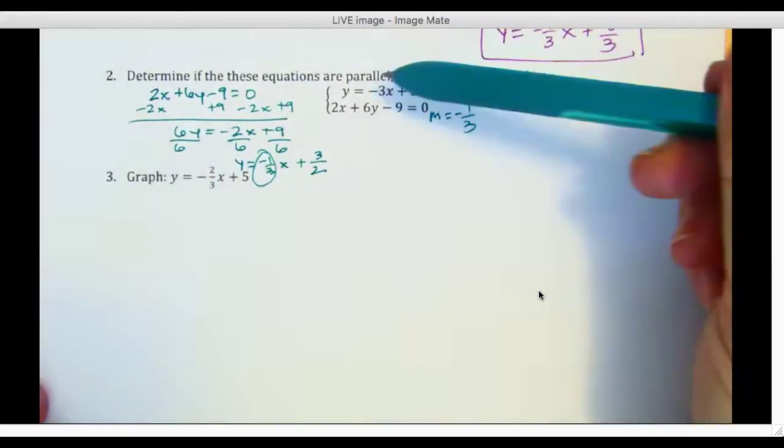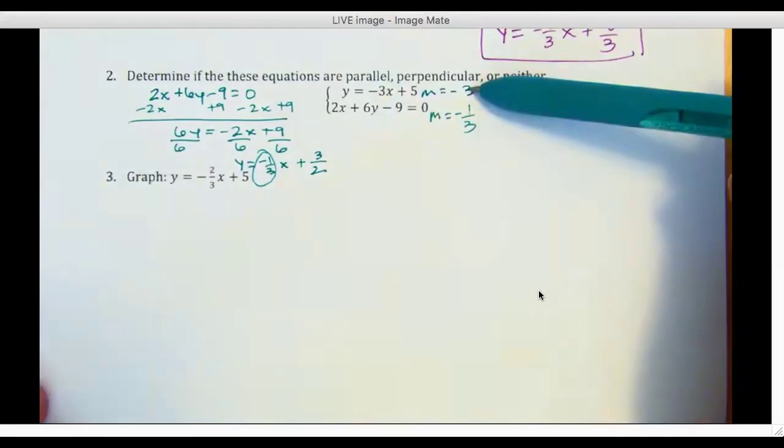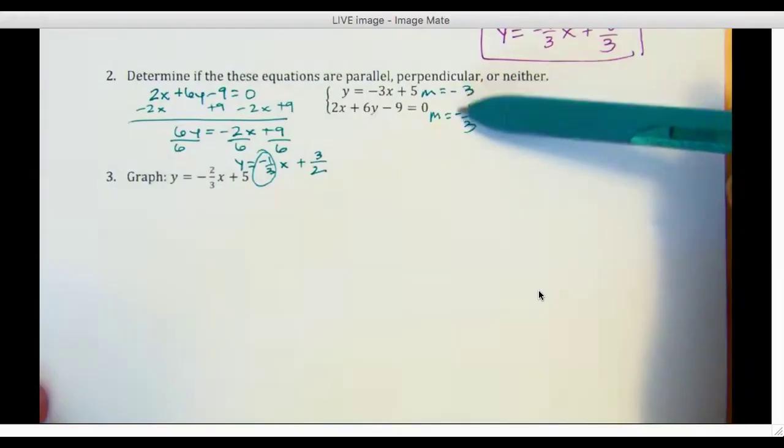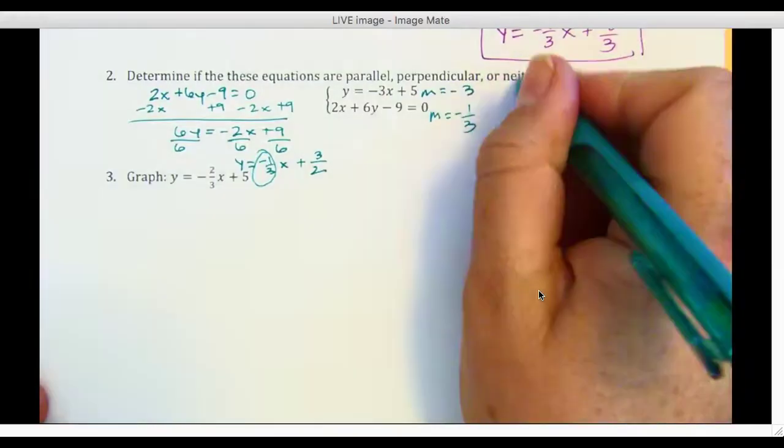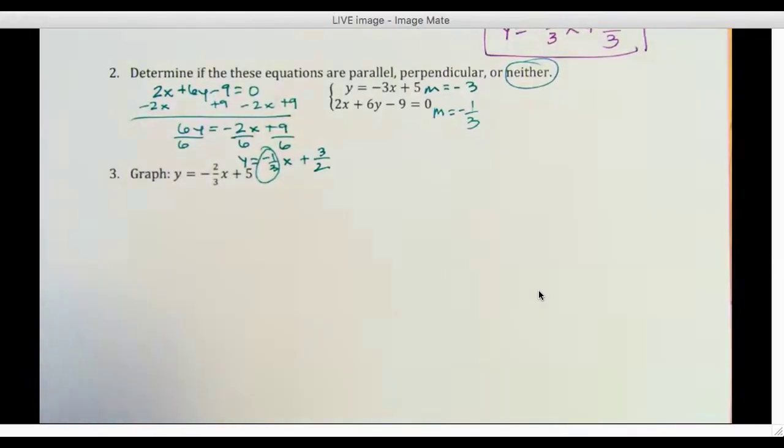And they're not parallel because these are not the same slopes. They're also not perpendicular because even though they are reciprocals, they're the same sign, and perpendicular slopes should have opposite signs. So these are neither parallel nor perpendicular.